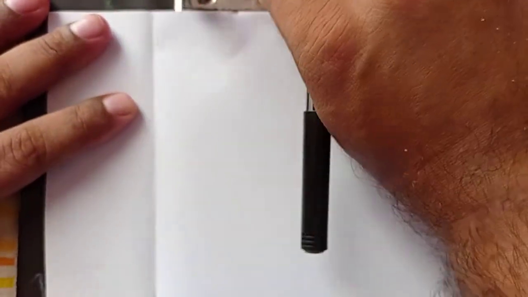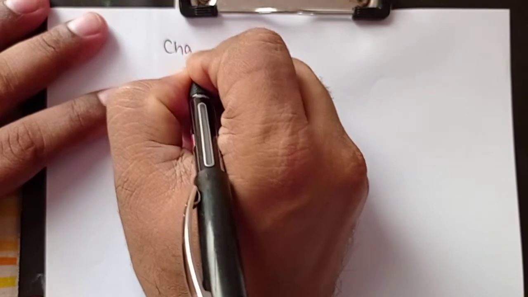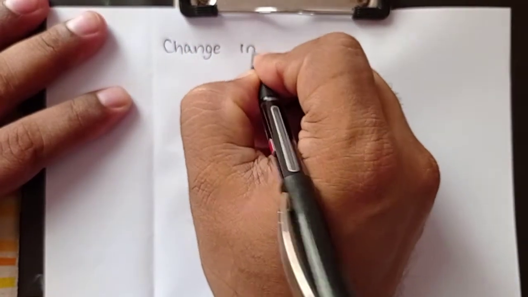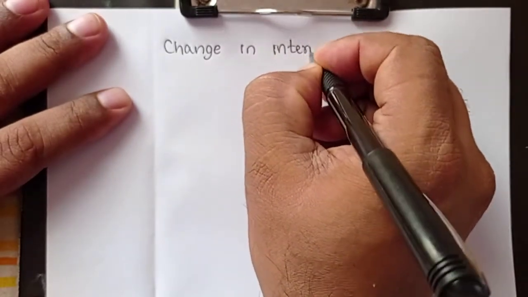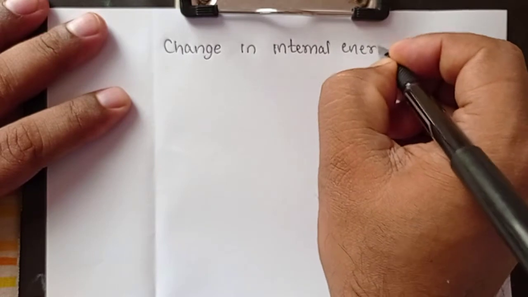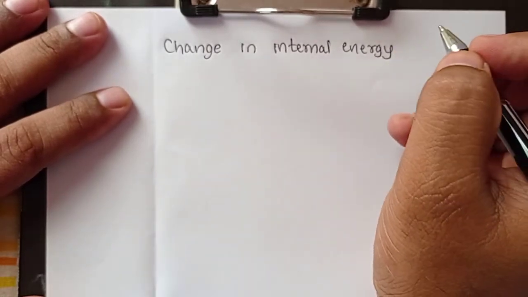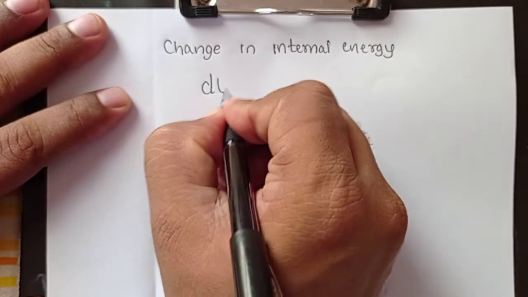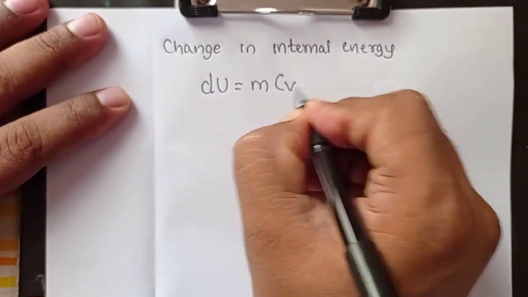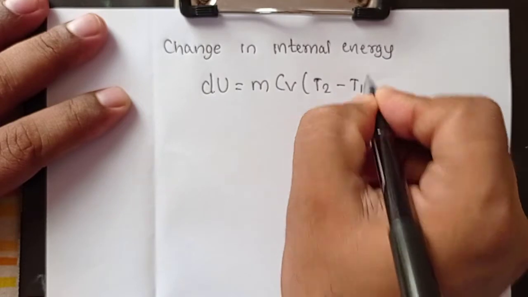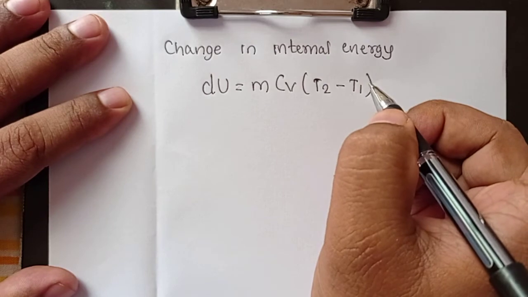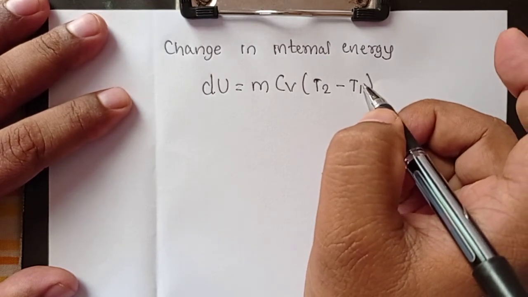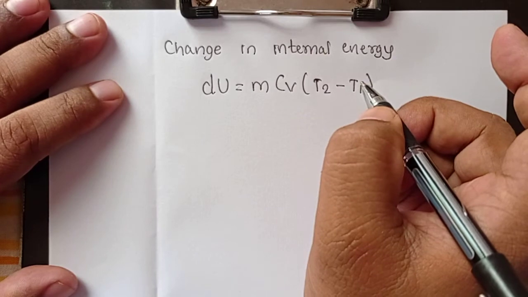So change in internal energy is given to us as dU equals m Cv (T2 minus T1), we know the equation. The change in internal energy is given to us in the problem as 525 kilojoules.